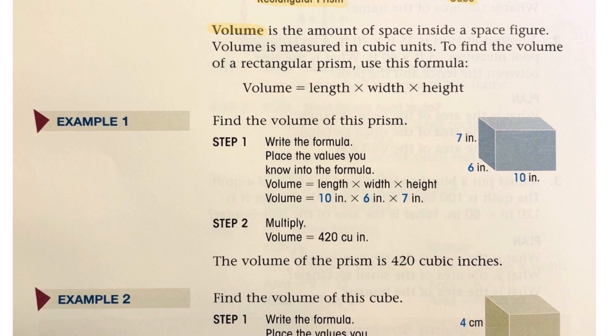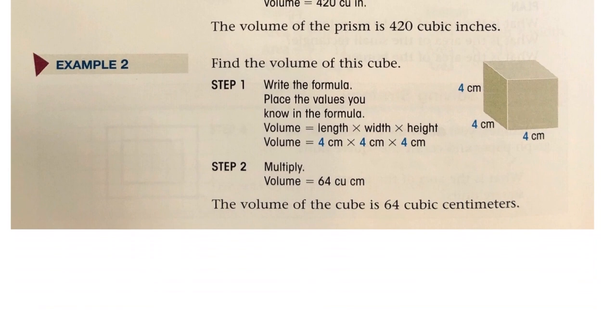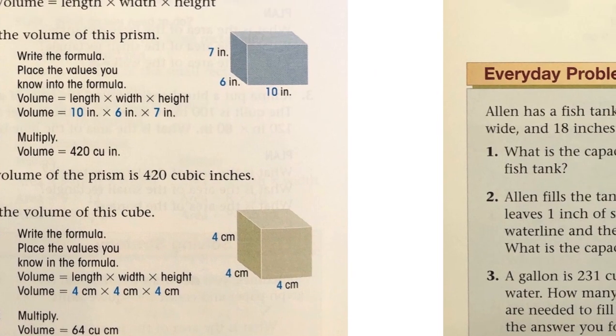For number 2, we can find the volume of a cube. Write the formula and replace the values that you know into the formula. Remember the volume formula is length times width times height. A cube has all sides being the same. So we have 4 for the width, 4 for the length, 4 for the height. And then we multiply. 4 times 4 is 16. 16 times 4 is 64. The answer is 64 cubic, in this case, centimeters. Length times width times height.